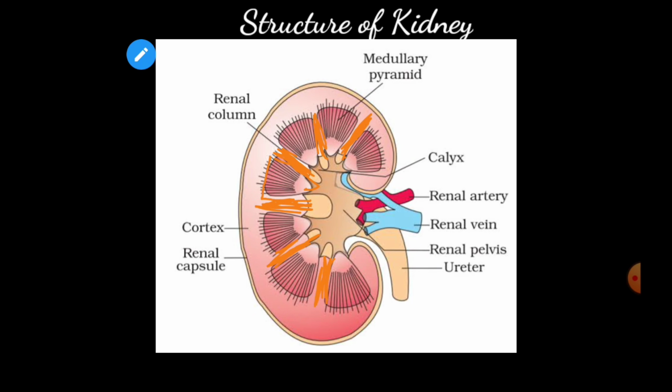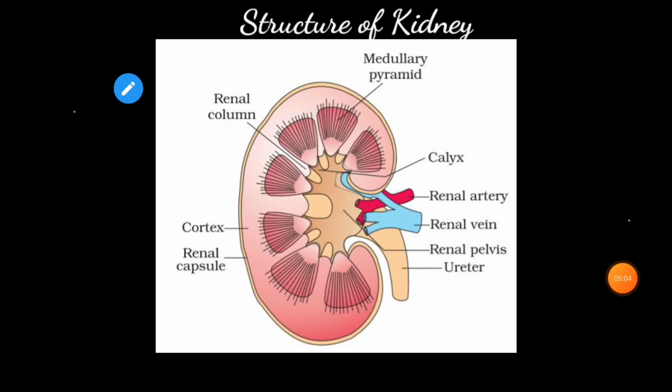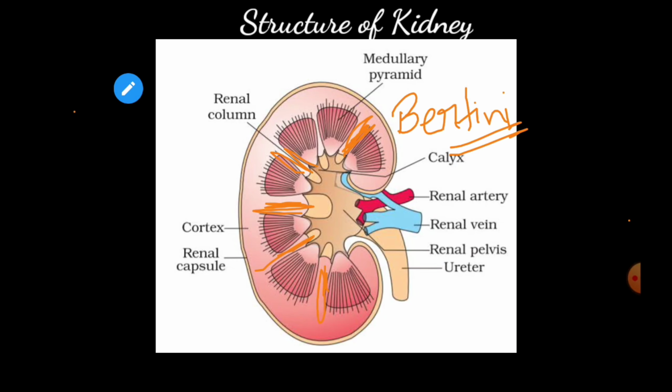into the medulla is known as renal columns of Bertini, and we can call them columns of Bertini, इन्हें कहा जाता है कॉलम्स ऑफ बर्टीनी। तो इन रीजन्स का नाम क्या है? कॉलम्स ऑफ बर्टीनी। So you have to keep remember this extended part of the cortex which is present in between these medullary pyramids, these are known as columns of Bertini. So that's about the internal structure of the kidney.